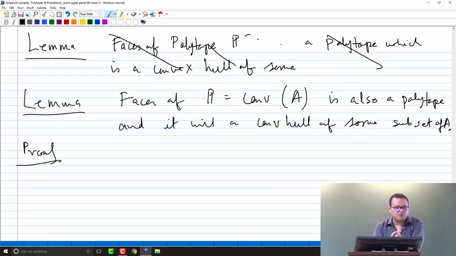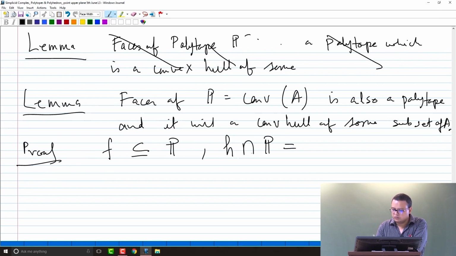You can prove it by the following method. Let us say F is a face of P, the polytope. That means there exists a supporting hyperplane H such that H intersection P is equal to F. Assume that P is a subset of H union H plus, the positive side. Without loss of generality, I can assume this, right? I can flip the equation if it is on the negative side. Good.